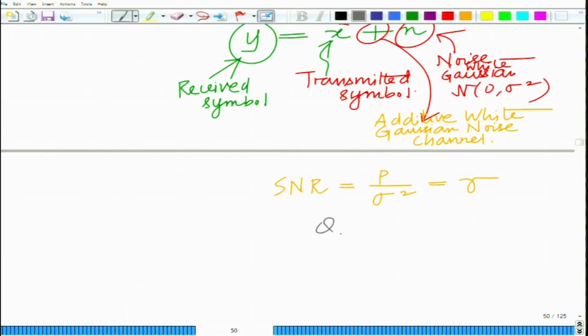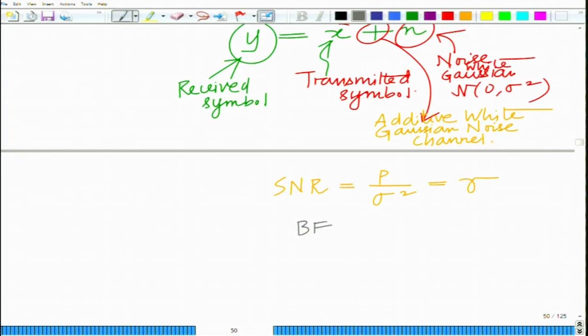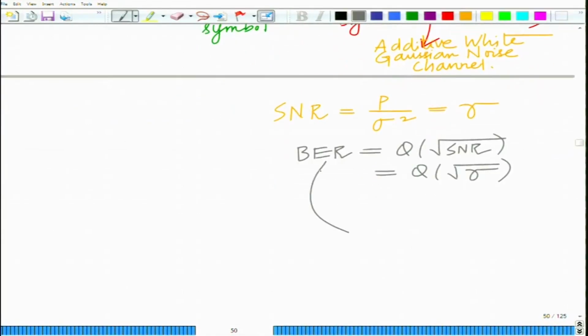And the interesting thing about this is, if you look at the bit error rate of BPSK, for the transmission of BPSK modulated digital symbols over an additive white Gaussian channel, that is given by the well known expression: the bit error rate is Q of square root of SNR, that is equal to Q of square root of gamma. This is the bit error rate of BPSK over AWGN.